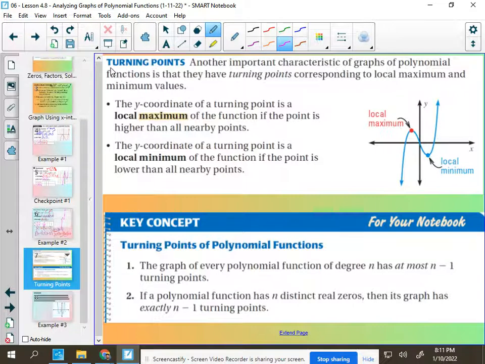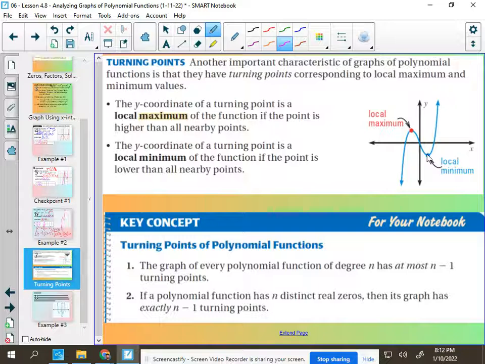Turning points. So this can be like a new section in your notes. I think I've said it a few times. It's where the graph turns over, right? Where you're going up, up, up from left to right, and then I flip, and all of a sudden I'm going down, down, down, and then back up. Those are called turning points. Pretty generic.